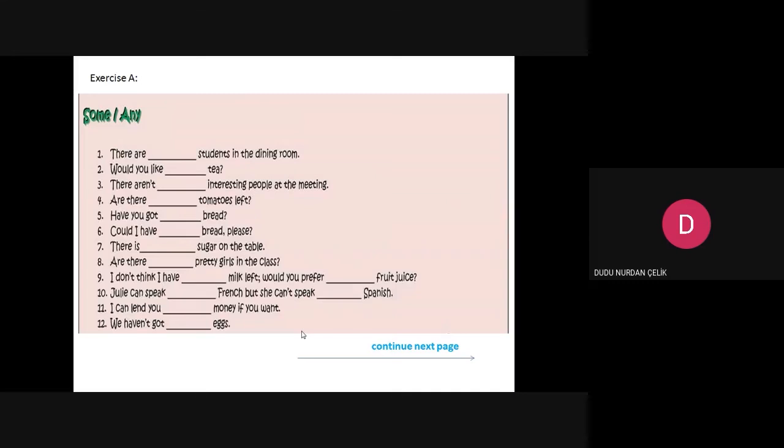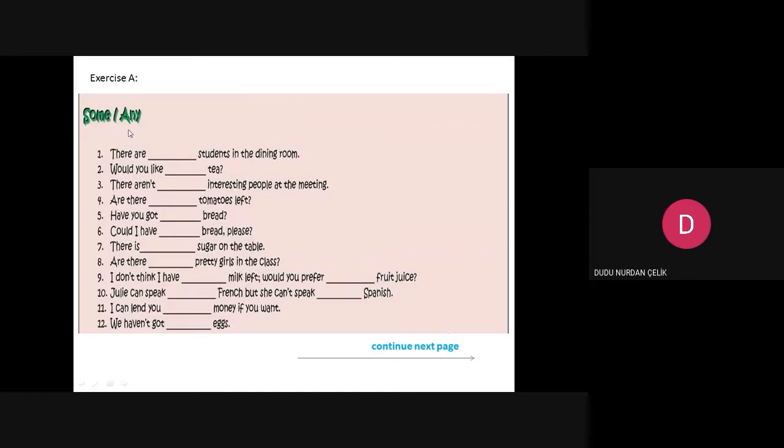I think all of you understood quantifiers very well. I'm sure you listened and followed very well. So, homework time. Sorry, but I have to give you homeworks. But it is easy, don't worry. Here, you're going to fill the gaps with some or any. Nothing else. Some or any.